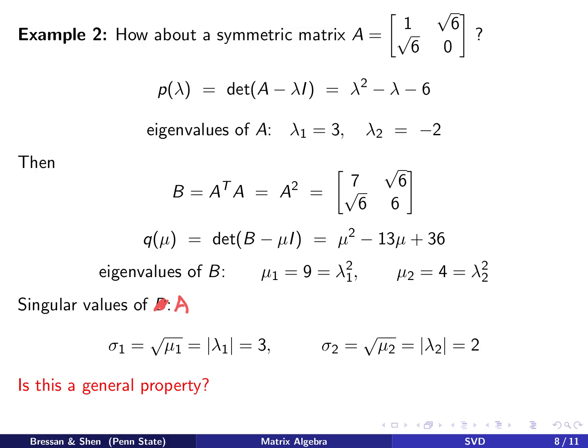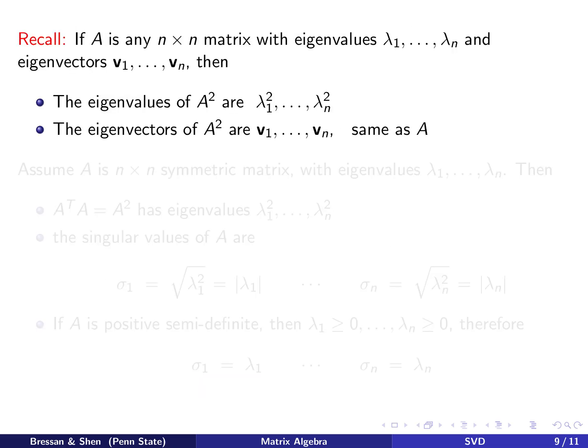So one may want to ask the question, is this a general property or just a coincidence of this example? Now let's recall what we know about eigenvalues. So we know that if you have A, which is an n by n matrix with eigenvalues lambda 1 to lambda n, and eigenvectors v1, v2, to vn, then we know that A squared will have the eigenvalues lambda 1 squared all the way to lambda n squared, and with the same eigenvectors.